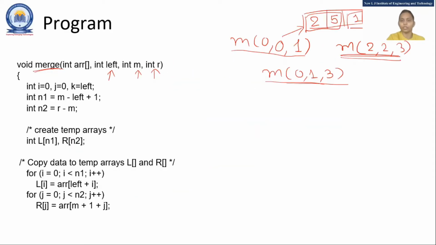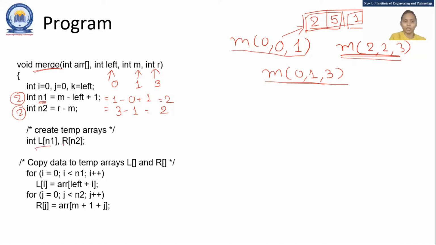Here, just check what is L. L is 0, M is 1, and R is 3. And what is N1? N1 is M minus L plus 1. So let me write 1 minus 0 plus 1. So it is 2. And N2 is R minus M, so it is also 2. So it says my first list has 2 elements and my second list also has 2 elements. That is right, because in our first list we have 2 elements and in the second list also we have 2 elements. So this is the formula to calculate N1 and N2.